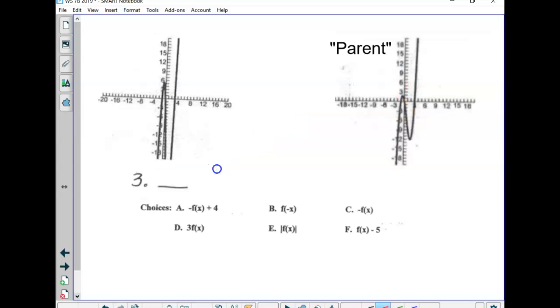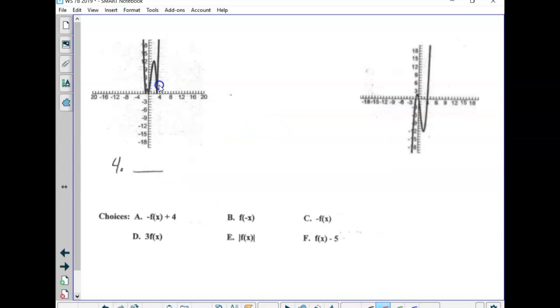Number 3. Oh, that one looks pretty obvious to me. Slanted. Yes, it is slanted on my picture. What else though? Look, it's now going way up here and way down here off the bottom. So it is stretched. Which one is a stretch vertically? D, yes. It went up to 2 here, so now it's going up about to 6. Okay, it's 3 times as much.